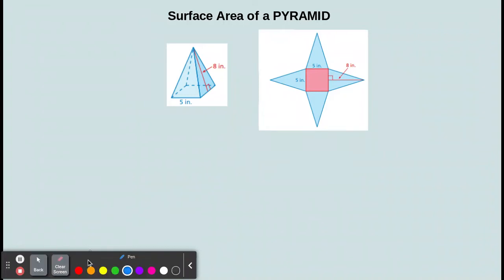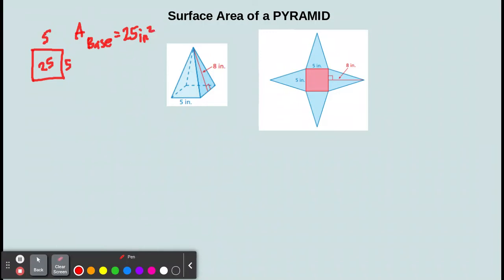Here we have a square at the bottom, and we can easily calculate the area of our square because the area of a square is just your side squared, same thing as length times width. So 5 times 5 is 25. So the area of our base is 25. Area of the base equals 25 inches squared.